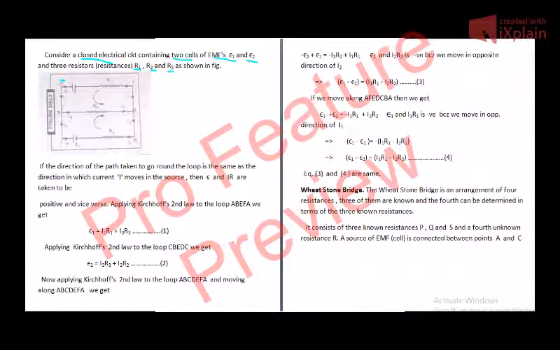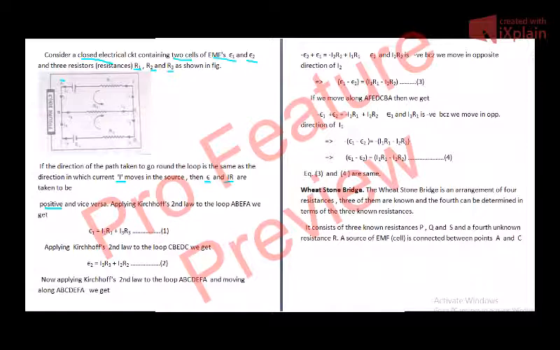If the direction of the path taken to go around the loop is the same as the direction in which current I moves in the source, then E and IR are taken to be positive. What does that mean? That is, if we follow the current, then the EMF E and the product of I and R are taken as positive, and vice versa.